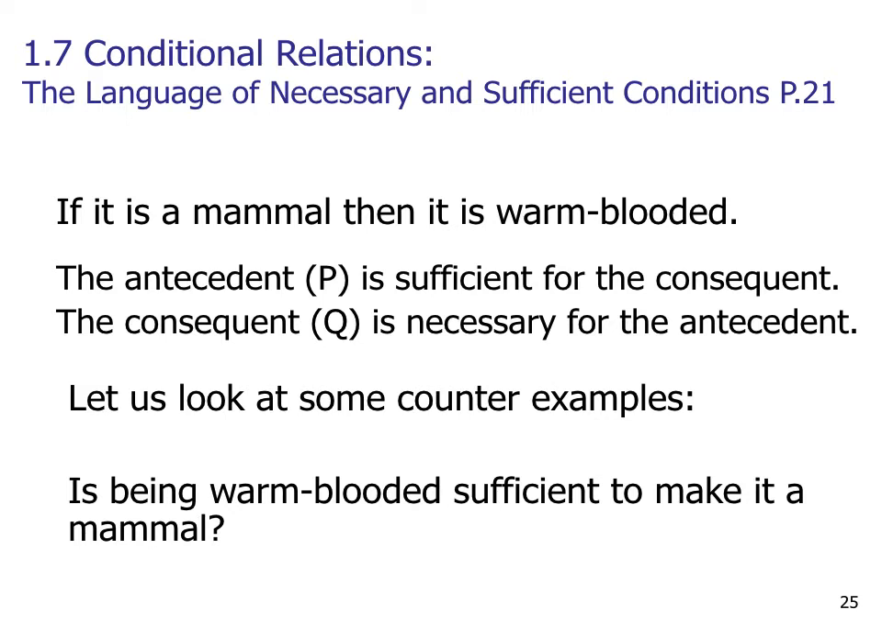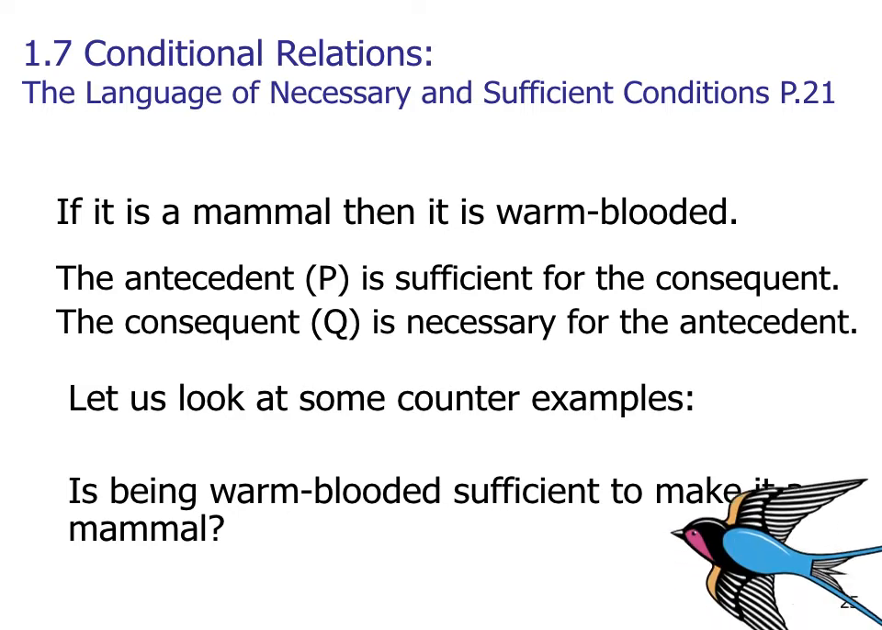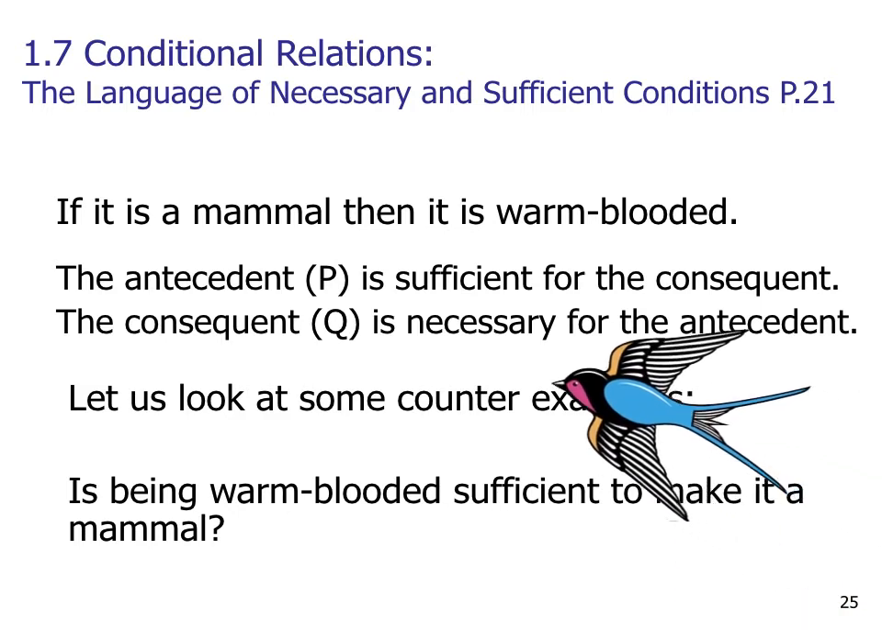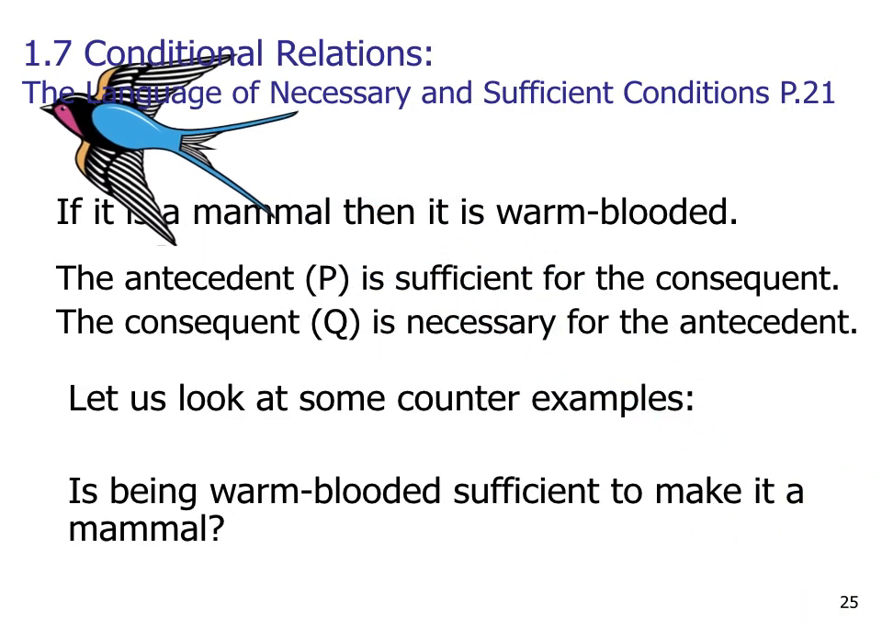So let's look at some counterexamples. Is being warm-blooded sufficient to make it a mammal? Let me ask this again. Does being warm-blooded make it so that you're a mammal? Well, I'm giving you a visual cue here, so I'm hoping you're jumping on this. Birds are warm-blooded, and they are not mammals. So, warm-blooded is not sufficient.